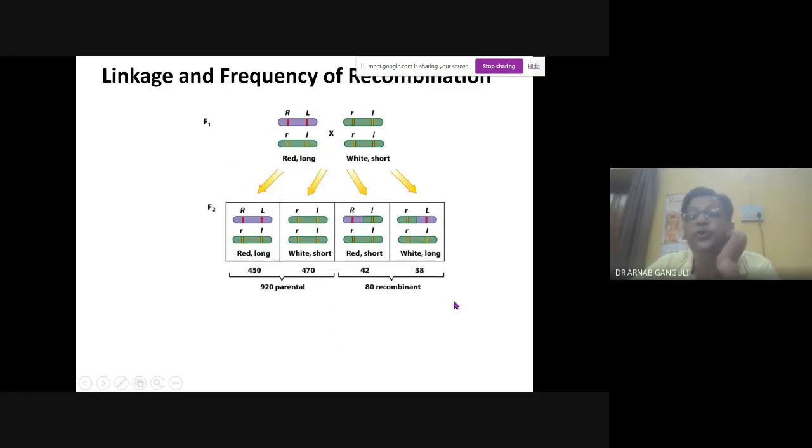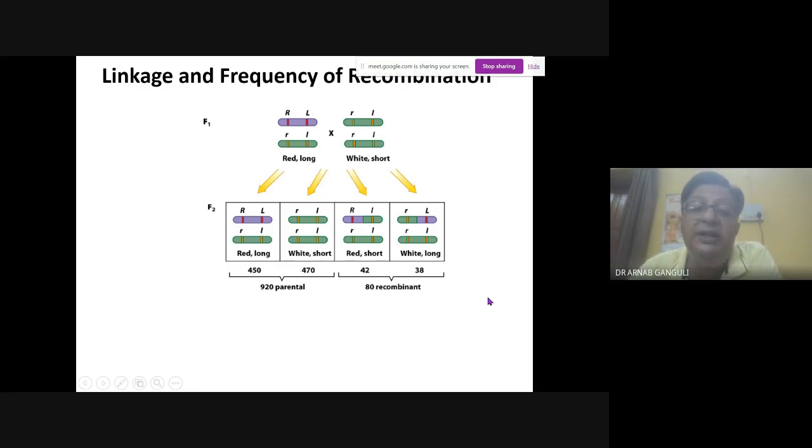So what you find is, out of 1,000 plants, the offspring which you got, 920 are parental. This was 450 and this is 470. And in the recombinants, it was 42 and 38. You should expect it in 9:3:3:1. You don't get this. Instead, we found that the recombinants are underrepresented and the parentals are overrepresented.